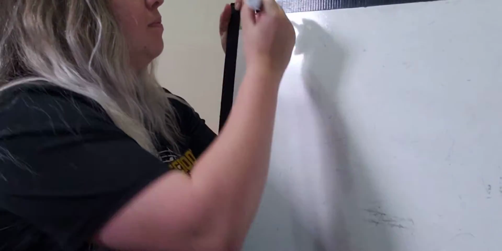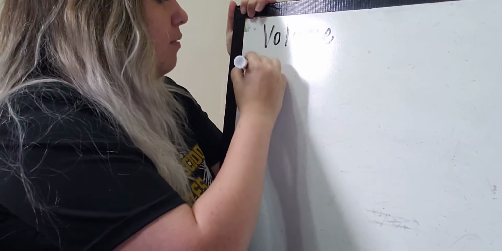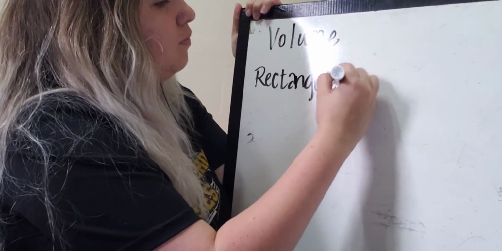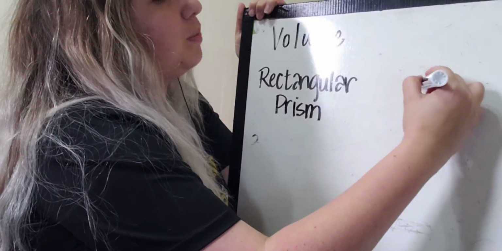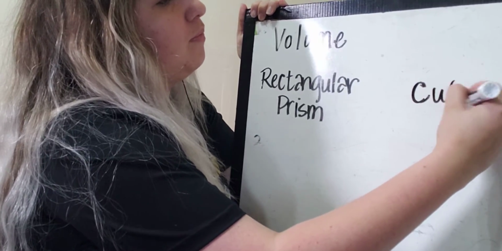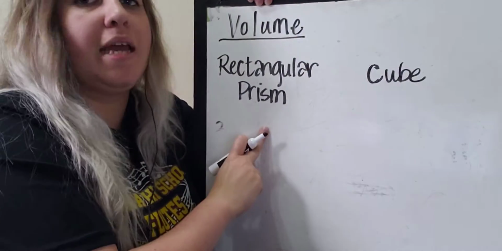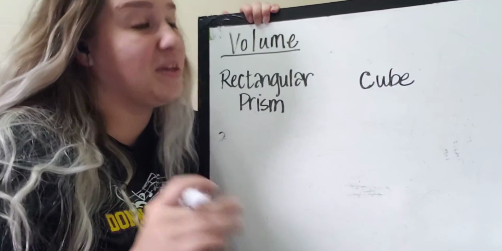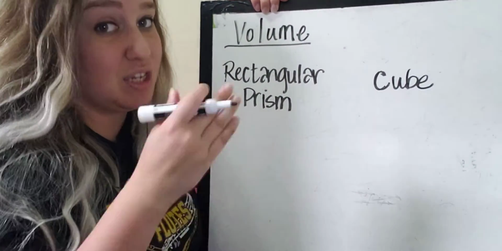We're talking about volume, okay? Volume. And today our 2 shapes are a rectangular prism and a cube. Okay, so we're talking volume of a rectangular prism and a cube. You are going to have to be a little bit of an artist today, so this is going to be a little bit fun. Rectangular prism, and I'm going to give you the little cheats to get this drawn right.